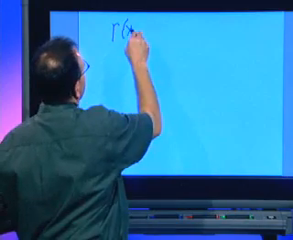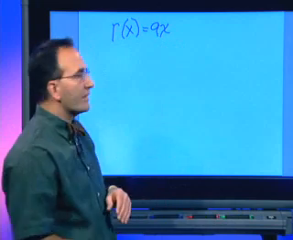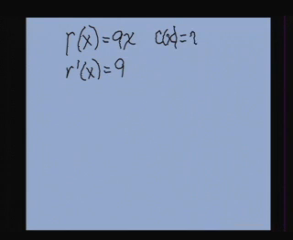R of x is equal to 9x, and that means that R prime of x is equal to 9. And then we have the cost function, which is equal to x cubed minus 6x squared plus 15x.